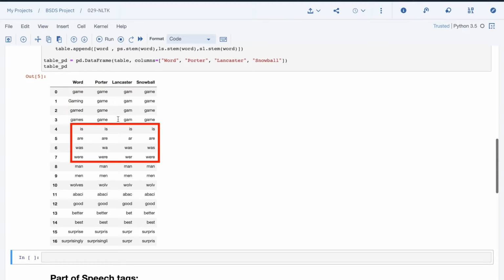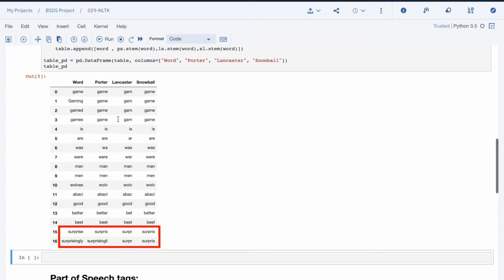They don't work for the different forms of the verb to be. They do not do so well on irregular forms of plural, such as men, wolves, and abaci. Similarly, they can't handle irregular comparatives and superlatives. Finally, we see that surprise and surprisingly are handled pretty well. How can we do better? This brings us to lemmatization.